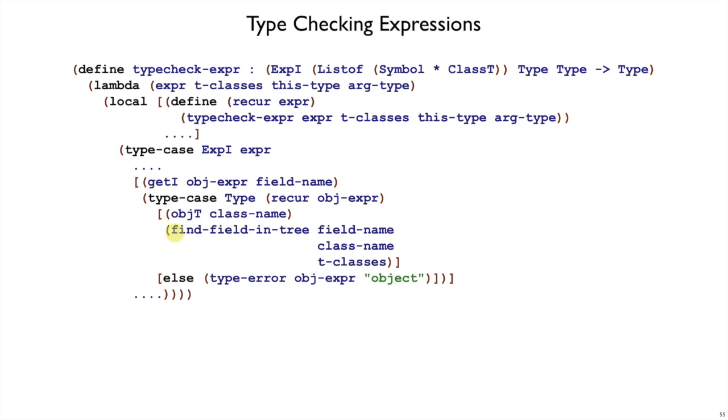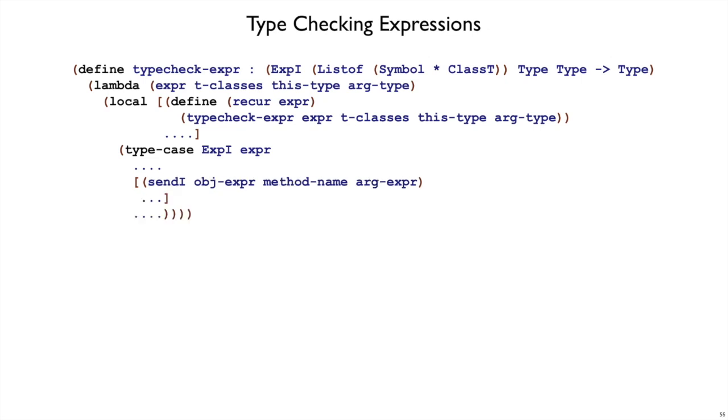On the other hand, if we don't find that field name, then find field in tree should raise a type error saying that the field name is not there. So find field in tree both checks that we're getting a field that we know will be in the object and reports what the type of that field is.